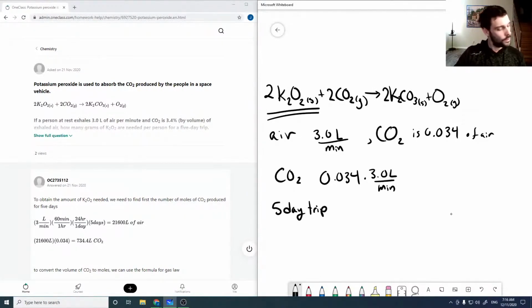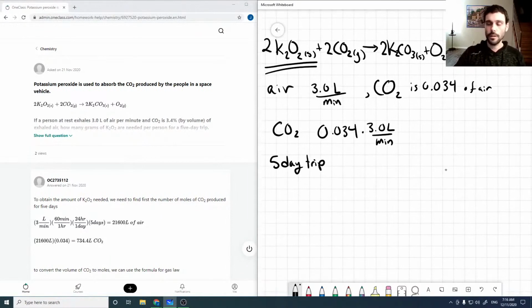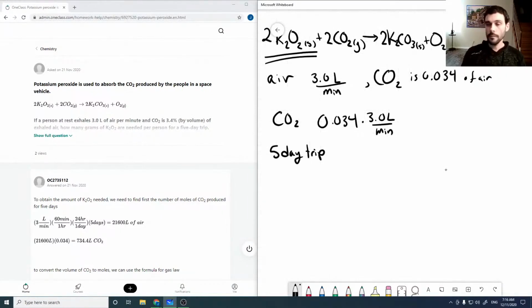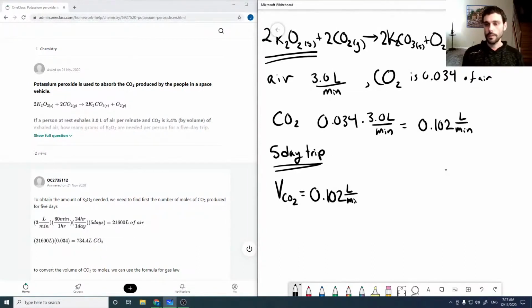And so, yeah, I think that's enough to solve the question. So in a 5-day trip, we need to know our volume of CO2. And so that's going to be our rate of CO2 production. I'm going to just solve this through. So if we put this through our calculator, then we're producing 0.102 liters per minute.